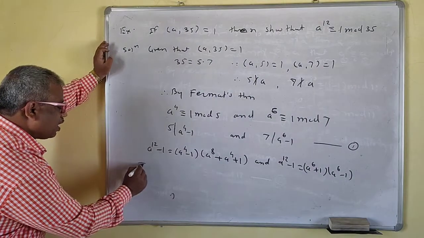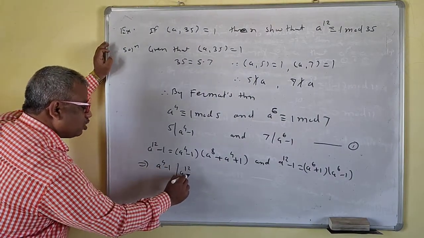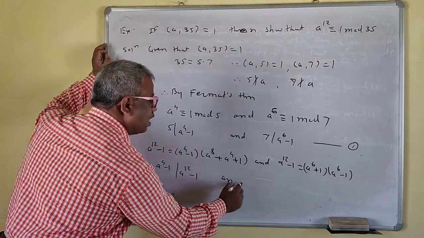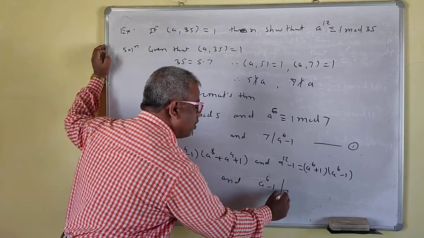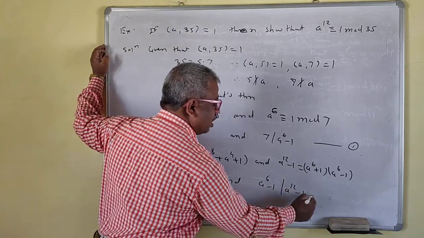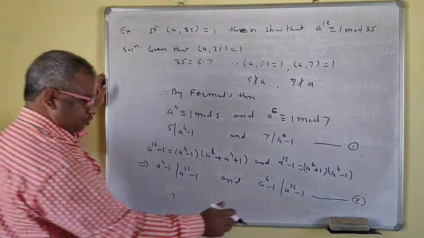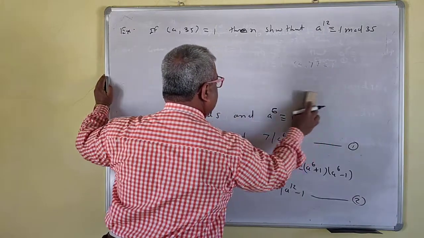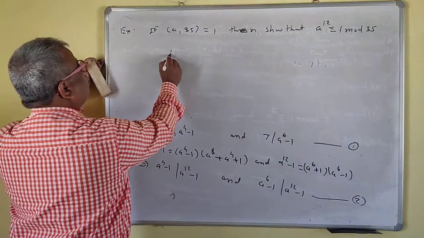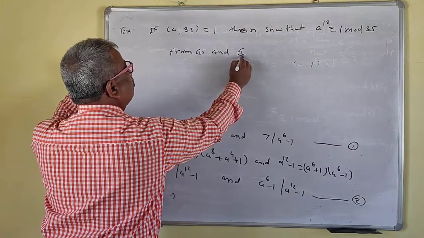So what does this imply? a^4 minus 1 divides a^12 minus 1, and a^6 minus 1 divides a^12 minus 1. I will call this 2 now. So from 1 and 2.